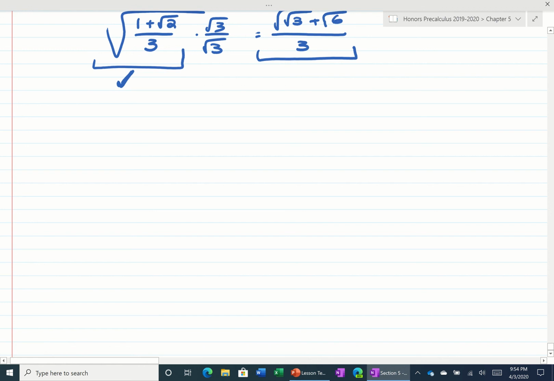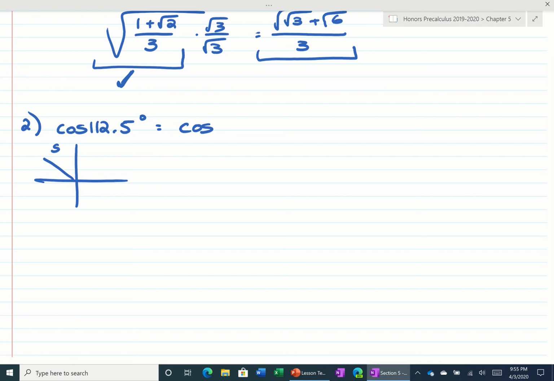I told you that I wanted to do the evens with you. All right, so number 2 says find the cosine of 112.5, and that is in quadrant 2, where sine's positive. So the answer is going to be negative, and we're going to be using the cosine of 225, I believe is what this is. So 112.5 times 2 is 225. Okay.